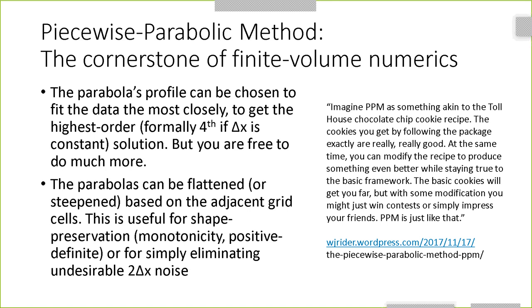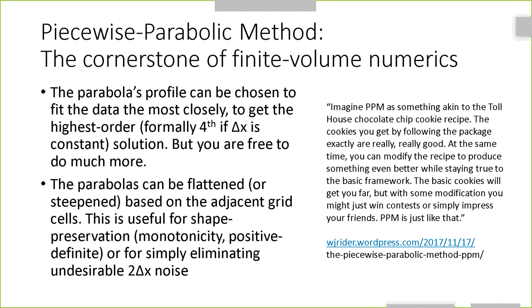And in fact, you can go beyond that. You don't have to just create a positive definite method. You can create a method that will limit those parabolas to make sure that you never create new extrema in your field just by doing scalar advection. In scalar advection, the correct solution is to always preserve the shape of that propagating solution. And that's another kind of physical thing: in the absence of convergence or forcing, you shouldn't expect a new maximum or minimum to appear in a passive tracer field. So you can change the parabola to enforce these qualities of the flow, or you can simply use it to eliminate undesirable grid scale noise in the solution.